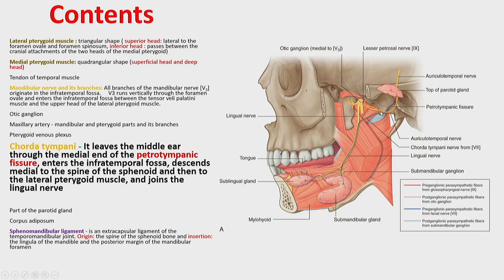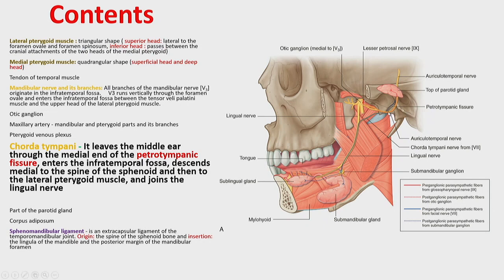This is the chorda tympani that comes from the descending part of the facial nerve, or facial canal, and it comes out through the petrotympanic fissure together with the anterior tympanic artery.